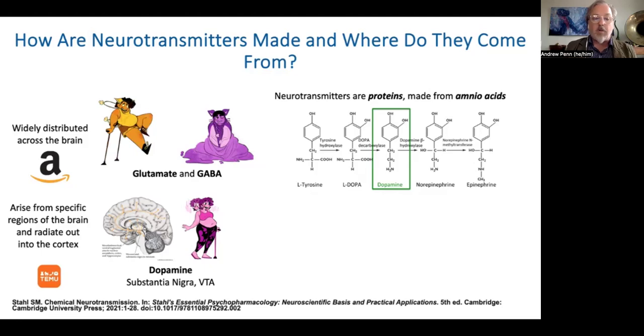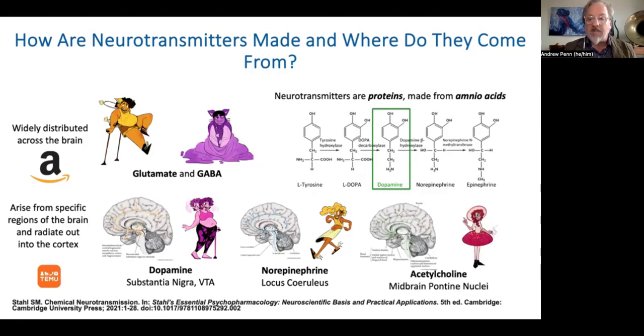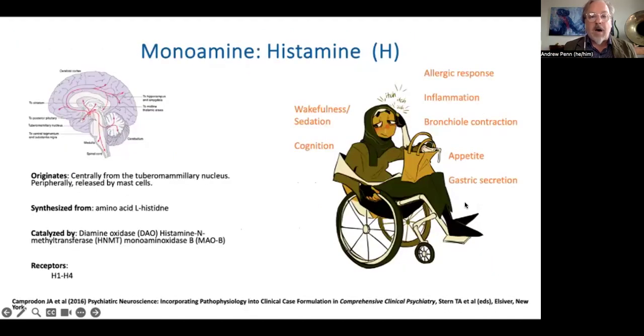So similarly, things such as dopamine, which is synthesized in the substantia nigra and the ventral tegmental area, deep in the midbrain, norepinephrine, which is coming from the locus ceruleus, and acetylcholine, which is coming from these midbrain pontine areas. These are all made in a local area and then distributed out throughout the brain. So let's take a look at the monoamines first. The first monoamine we're going to look at is histamine, and we get that tip-off that it's an amine because the tail end is amine. So histamine. Many people, when they think of histamine, think of allergies.